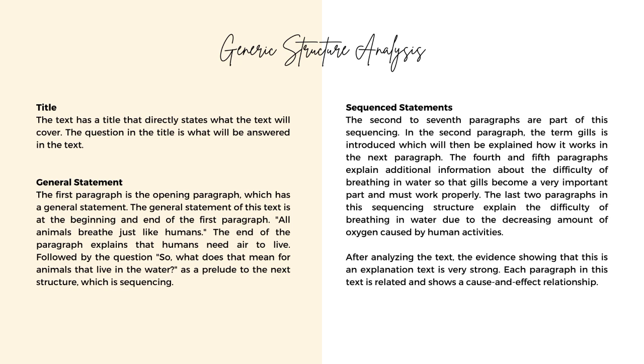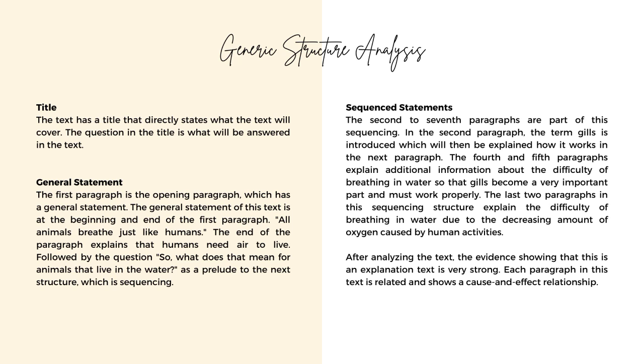General statement. The first paragraph is the opening paragraph, which has a general statement. The general statement of this text is at the beginning and the end of the first paragraph. All animals breathe just like humans. The end of the paragraph explains that humans need air to live, followed by the question, so what does that mean for animals that live in the water? As a prelude to the next structure, which is sequencing.